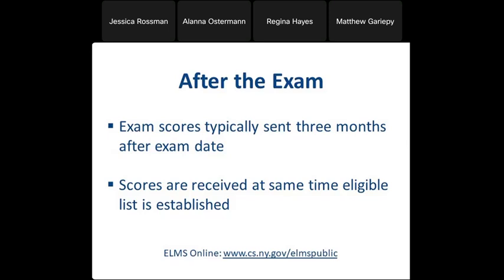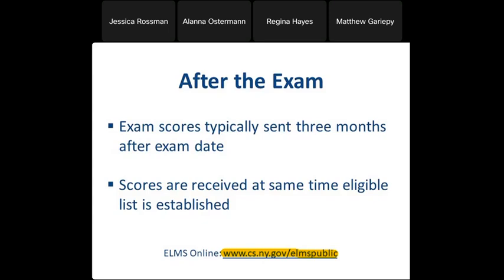To understand civil service terms like eligible list, please see the FAQ and glossary of terms in your handouts. Most likely, you will receive a notification by email explaining how to view your score on the Eligible List Management System, or ELMS Online. We have included a link to ELMS Online on your screen. It is important for you to keep your email address, phone number, and mailing address up to date so you get this notification. You can update this information in your ELMS Online account.